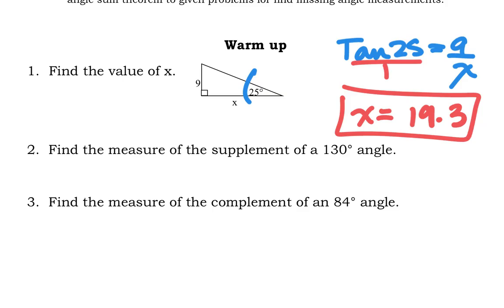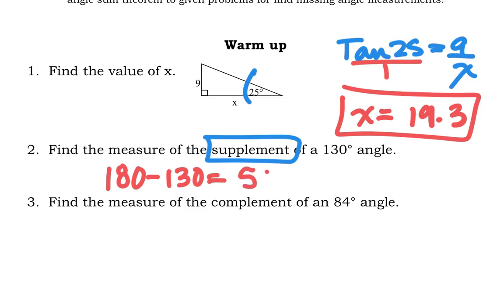All right, if I tell you to find the measure of the supplement of a 130-degree angle, what do you know about the word supplement? What does it mean? 180. Good. So then if you want to find the supplement of an angle that's 130, what would we have to do? Subtract 130 from 180. Good.